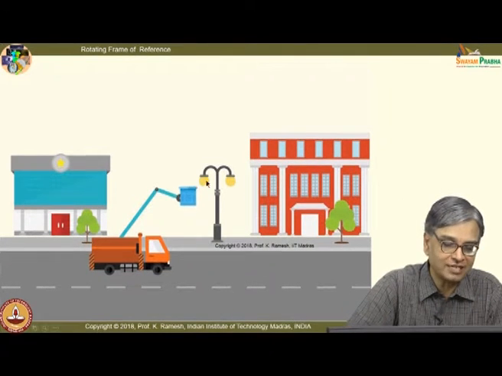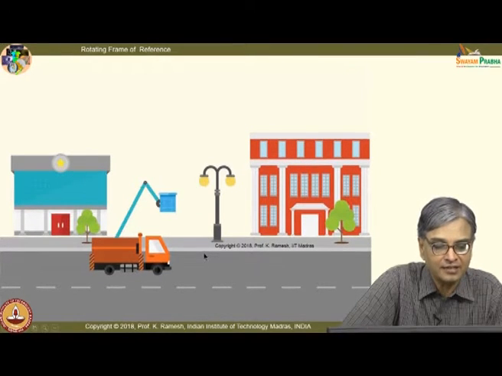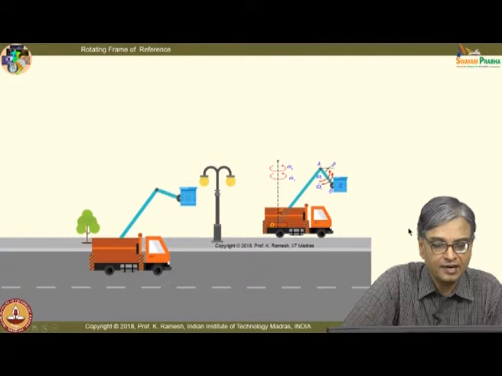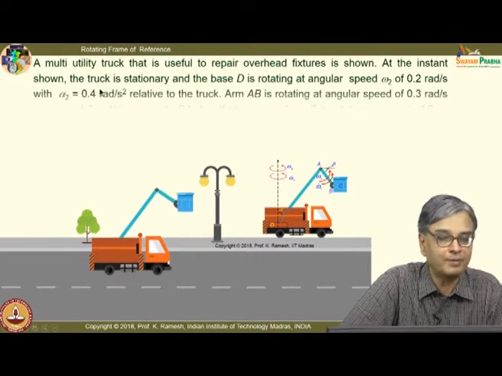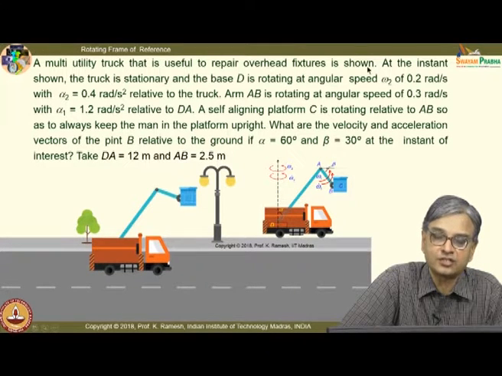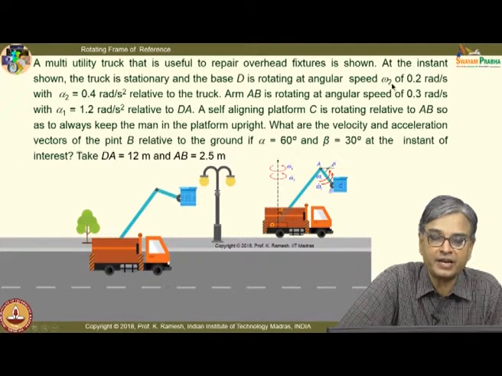And you have such gadgets available even in India now. If you want to replace any one of these fittings, you have such motions available in the truck, and the problem is like this. You have a multi-utility truck, it is useful to repair overhead fixtures, as shown. At the instant shown, the truck is stationary and the base D is rotating at an angular speed omega 2.